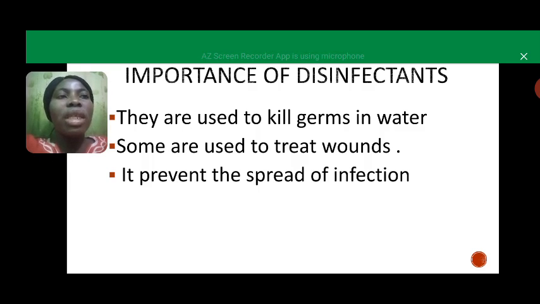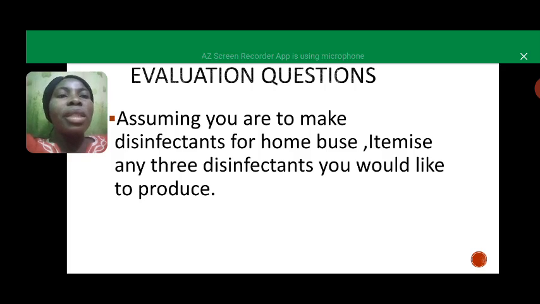So disinfectant, it's very essential. It's very important to have at home. Okay, now we have the evaluation questions here, and before that I'm going to quickly do a summary of the lesson. Today we've looked at the meaning of disinfectant, we've looked at the examples, and we've also looked at some importance of disinfectants.